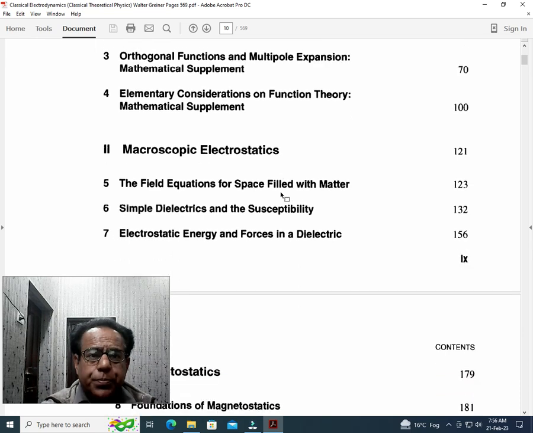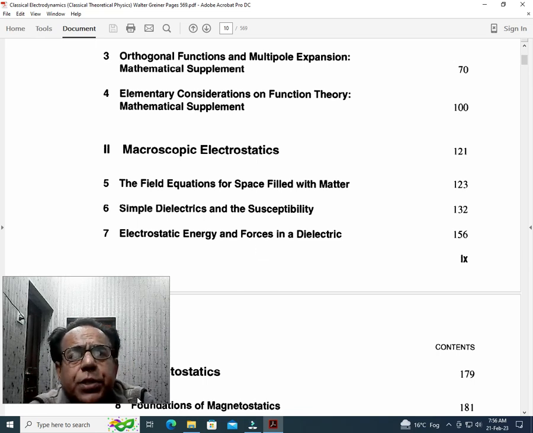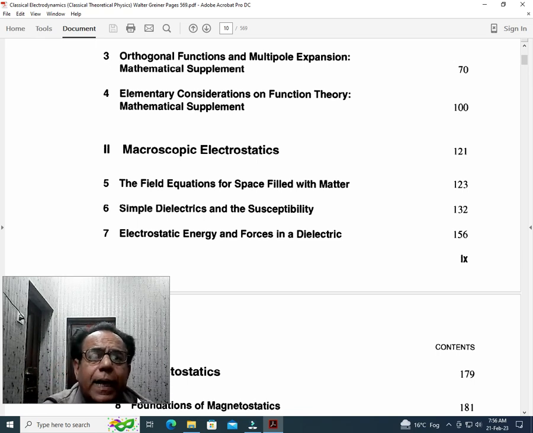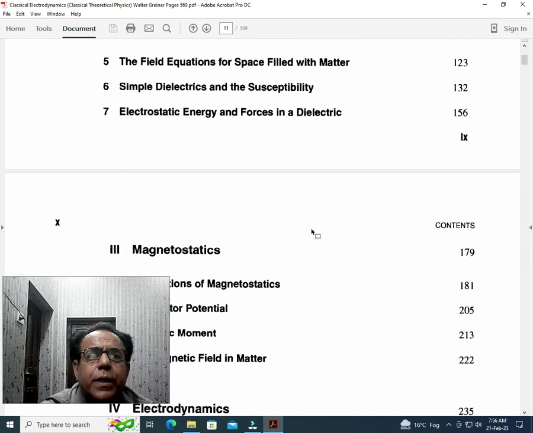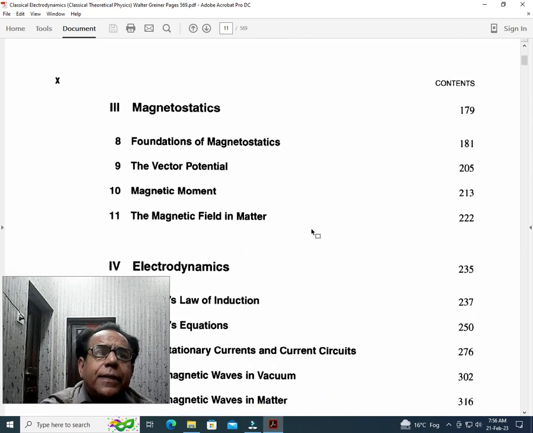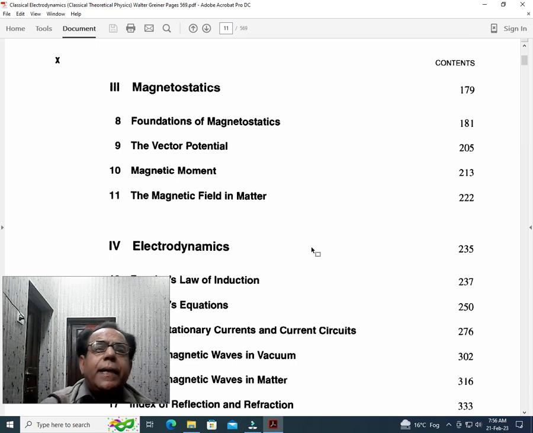Then part 2. The first chapter of part 2 is chapter number 5, under the title the field equations for space filled with matter. Chapter number 6, simple dielectrics and the susceptibility. Chapter number 7, electrostatic energy and forces in a dielectric. Then part 3. The first chapter of part 3 is chapter number 8, foundations of magnetostatics. Chapter number 9, the vector potential. Chapter number 10, magnetic moment. Chapter number 11, the magnetic field in matter.